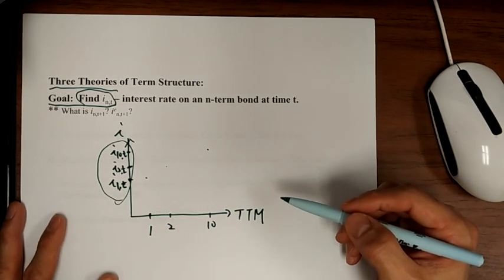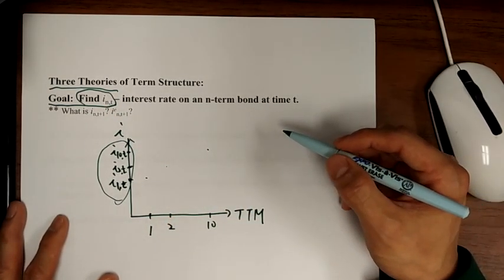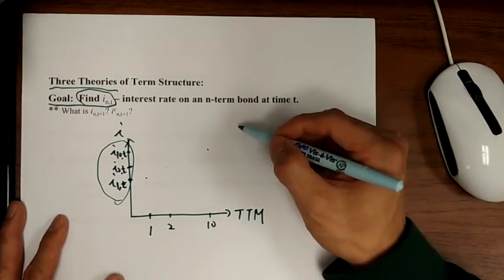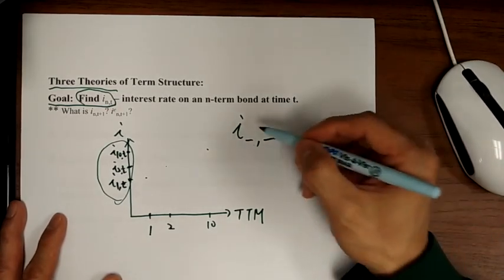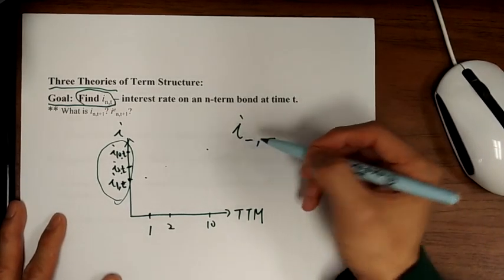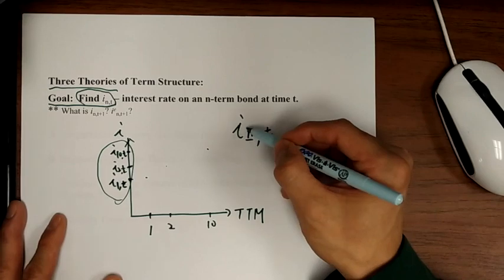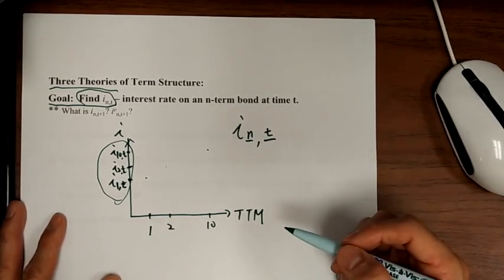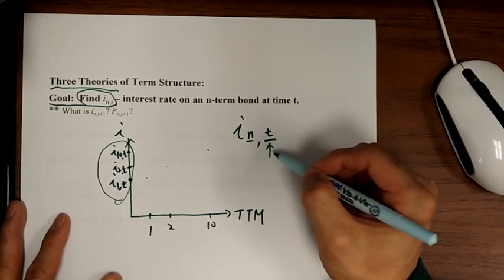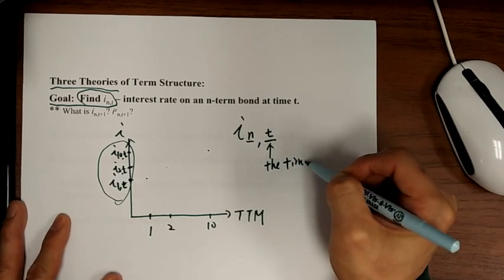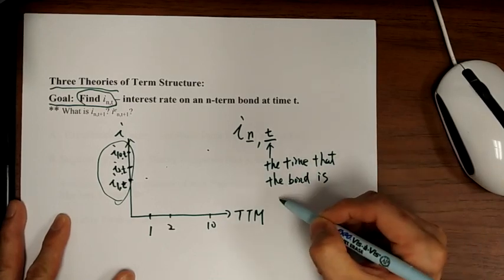And to make examples simpler, I would like to introduce this notation. Before we go on, you have to understand what this notation is. So if I write I with 2 subscripts, the first one N, the second one is T. This N is the terms to maturity. And this T is the time that the bond is issued.